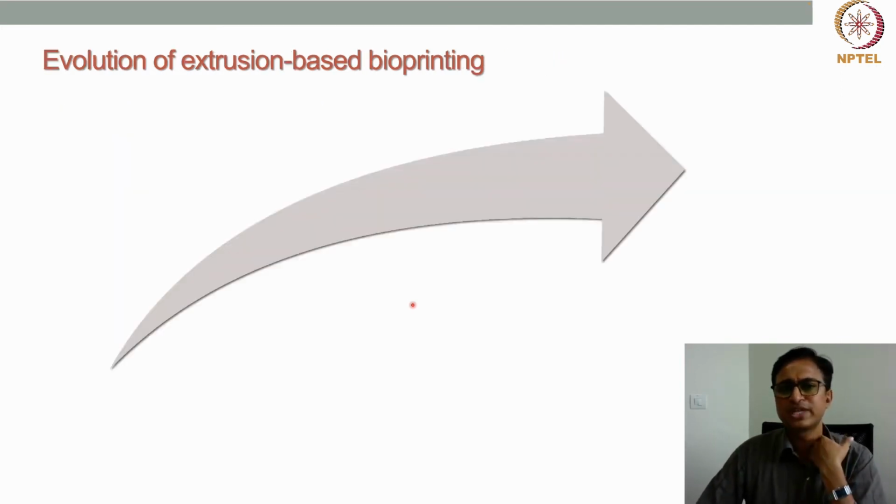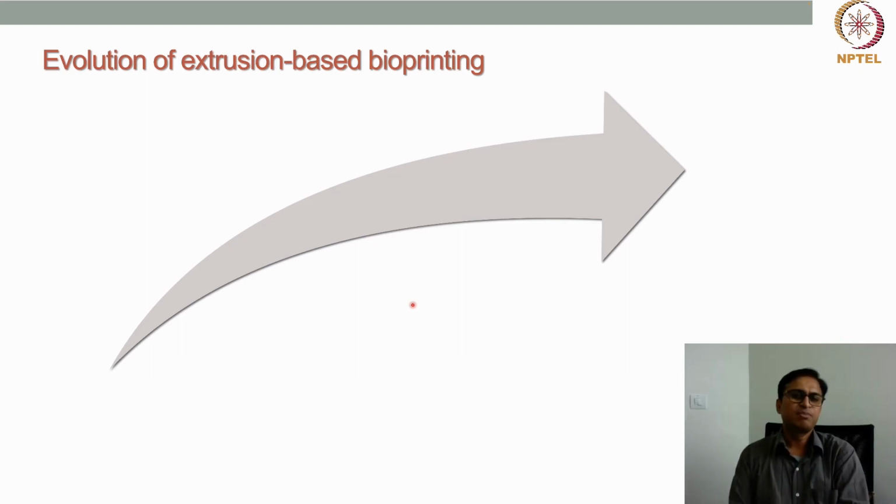Now let's talk about the evolution of this extrusion bioprinting. If you see historically, extrusion bioprinting technology evolved from what is called fused filament fabrication technology. That is where thermoplastic polymers are used for printing structures. How are they being printed?